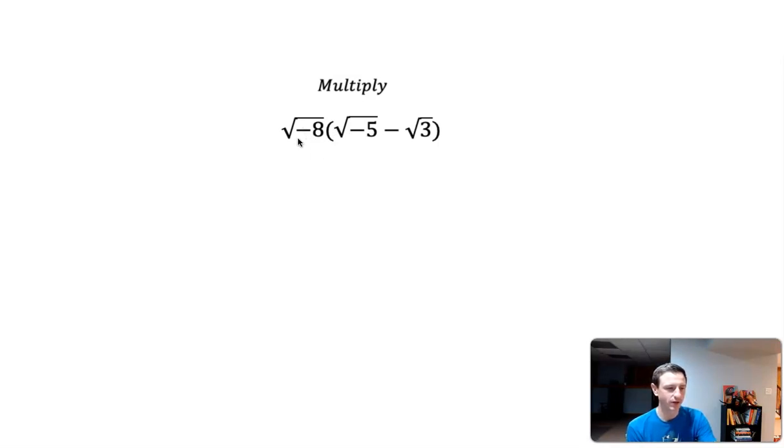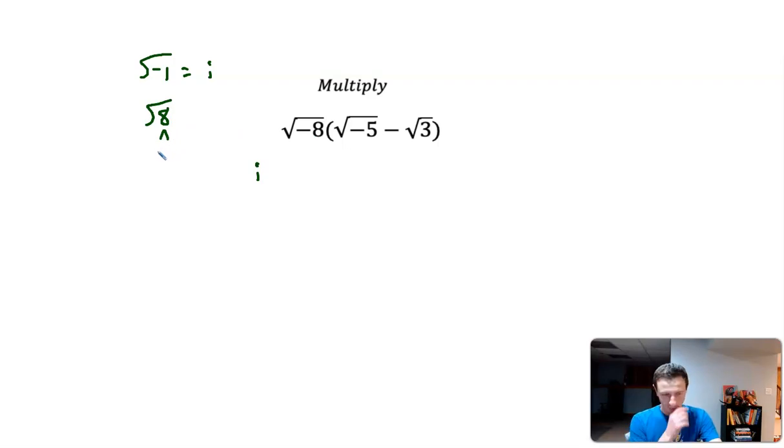So let's do that. I'm going to take out an i. Remember, if we have the square root of -1, that can be rewritten as i. So since that can be written as i, I'm going to pull out an i from the square root of -8. Now also, the square root of 8, we can simplify that down a little bit.